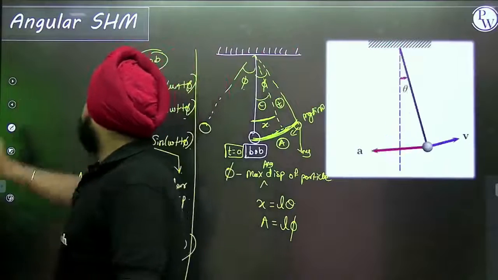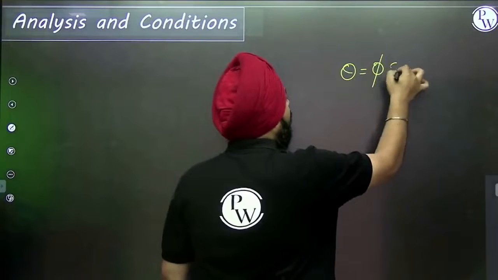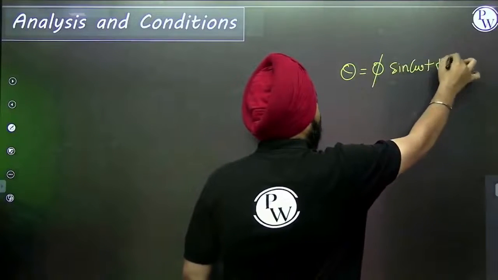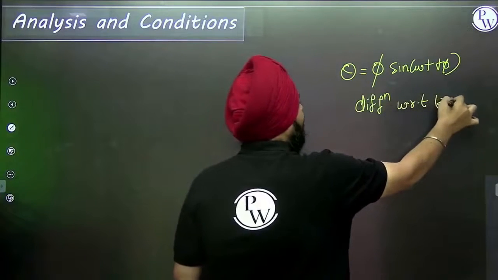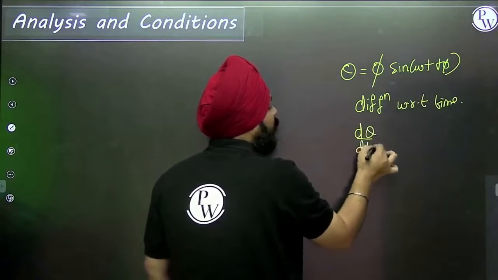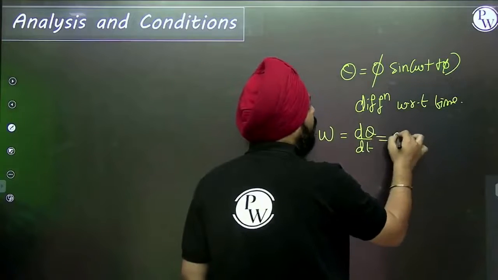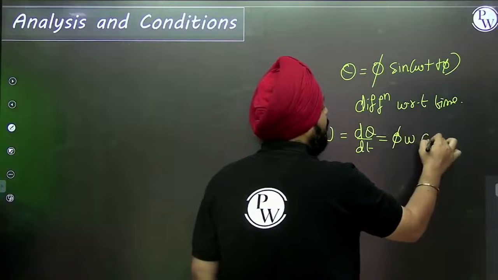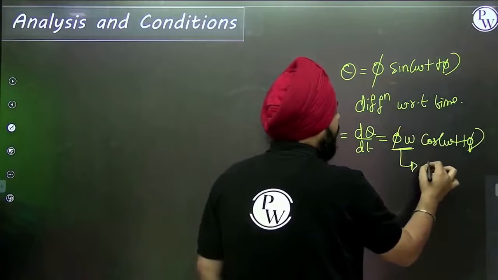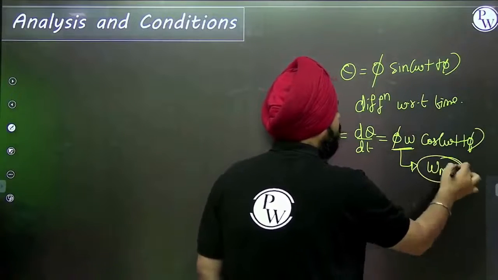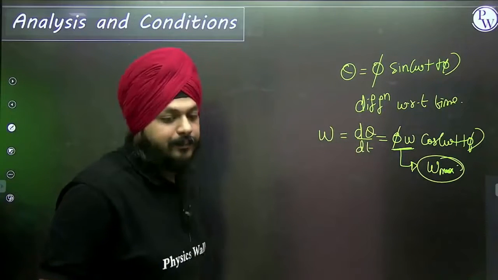Now suppose we got this equation: the angular displacement at any time is phi sine of omega t plus theta. Now, differentiating this equation with respect to time, we get d theta by dt, the angular displacement with time, which shows the angular velocity, and that is equivalent to phi into omega cos of omega t plus phi. This shows the maximum angular velocity, or you can say the angular velocity amplitude.